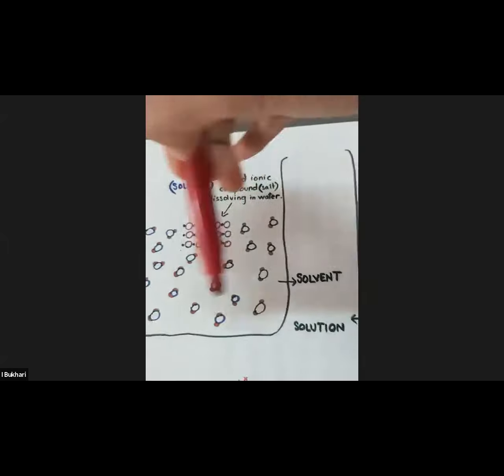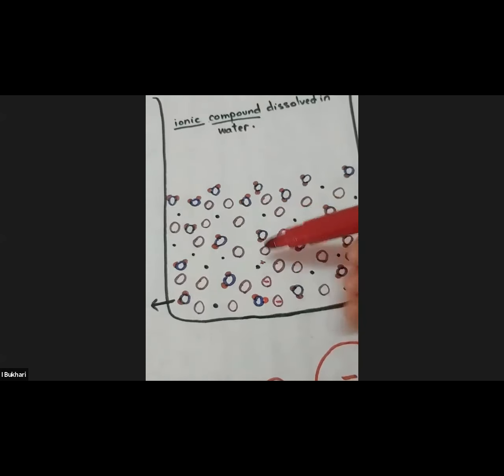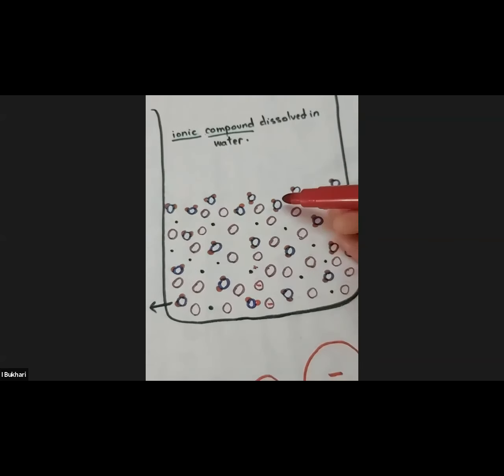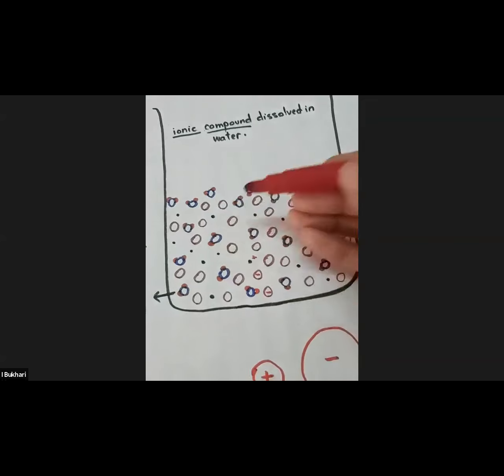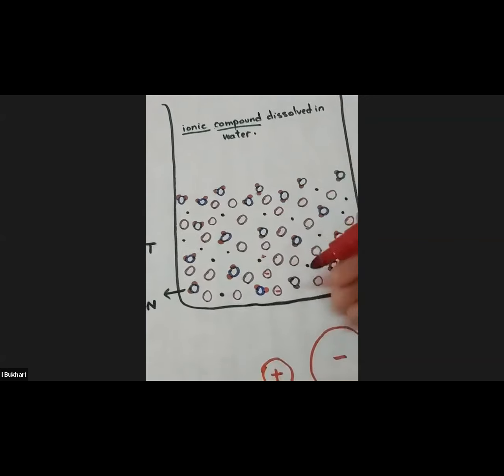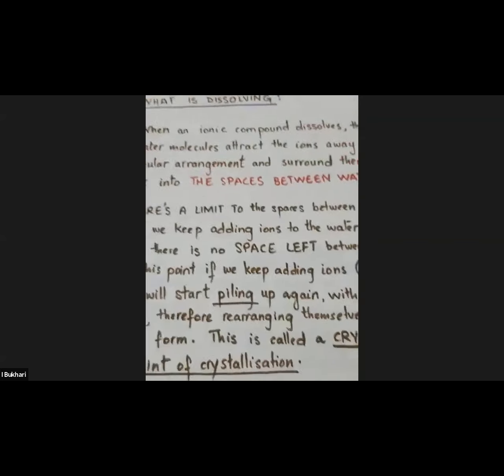Now, after I've stirred, I have dissolved it. This is what happens. The anions and the cations have dispersed, they have scattered, and they have accommodated themselves in the space between the water molecules. So dissolving is basically the ions, the positively charged and negatively charged particles, getting into spaces between the water molecules. This is what happens when an ionic salt dissolves in water, right? So this is the thing that I just explained.